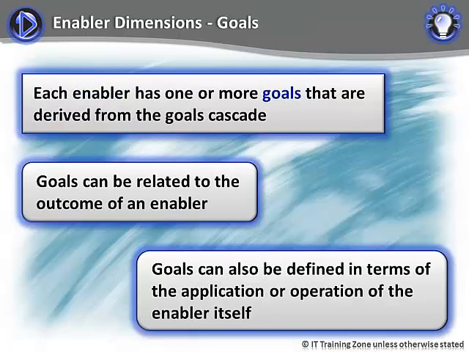Each enabler has one or more goals that are derived from the goals cascade that you learned about in Lesson 2. Once again, you will find it useful to review that material when you have completed this lesson. Goals can be related to the outcome of an enabler. Process goals are of this type. Alternatively, the goals can be defined in terms of the application or operation of the enabler itself. For example, a goal for a people enabler would be that staff comply with enterprise security policies. However its goal is defined, the enabler will deliver value if it meets those goals.